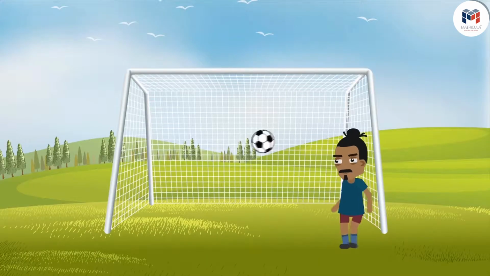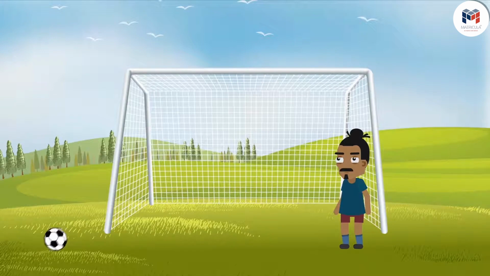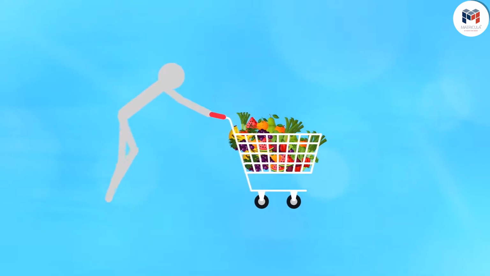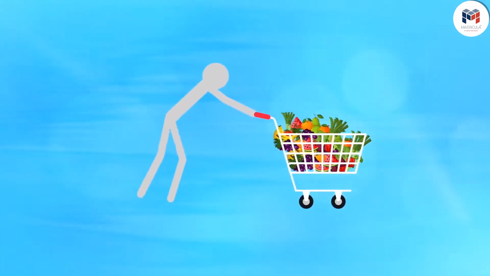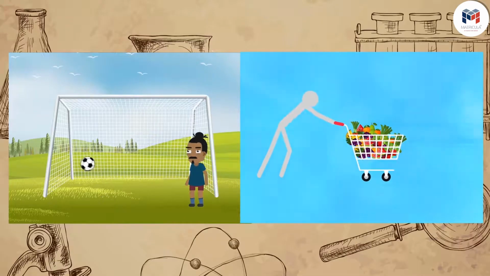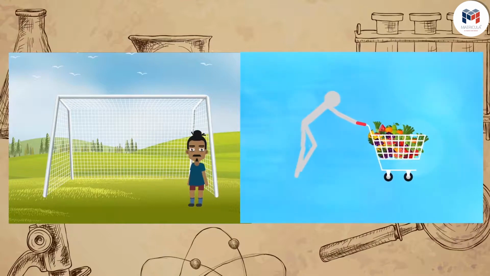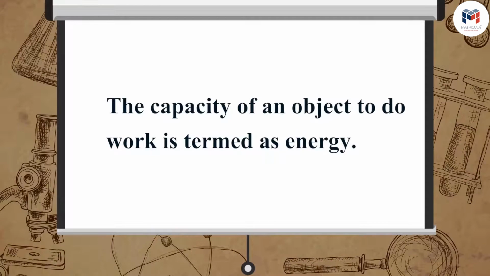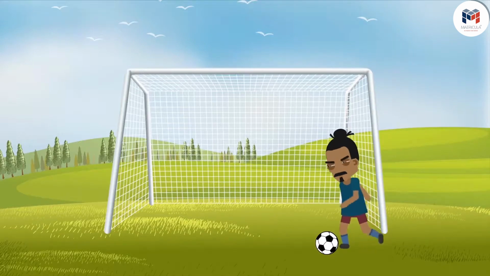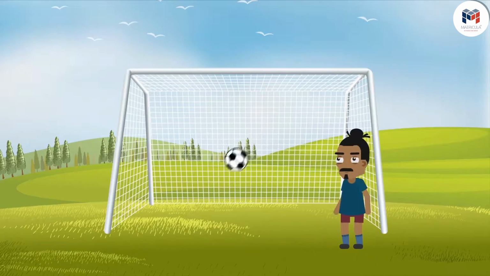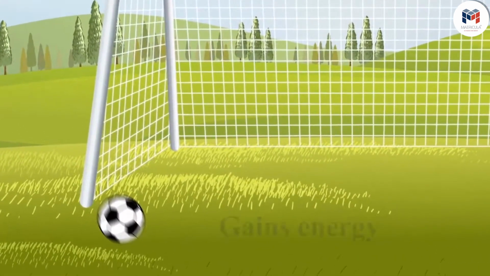Suppose you kicked a football and it rolled on the ground. Or you pushed a trolley and it displaced up to a certain distance. In both of these situations, the object has acquired capability to do work. And the capacity of an object to do work is termed as energy. The object which does the work loses energy, whereas the object on which work is being done gains energy.